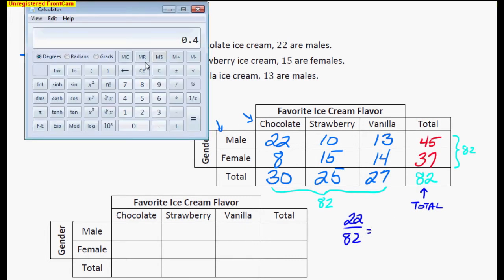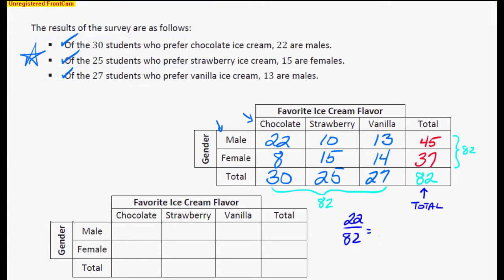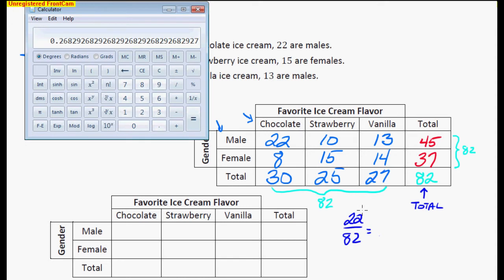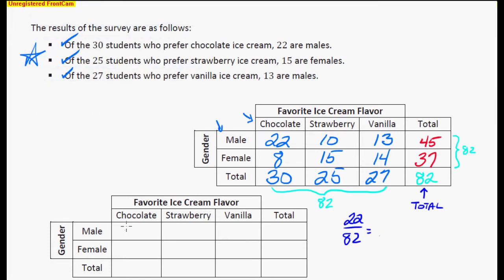I'm going to do the same thing as I did in the previous part of number 1. I'm going to take 22 divided by 82, and I get, ooh, that's an ugly number. So I'm going to round. I'm going to round these to the nearest tenth. When I change it to a percentage, I'm going to round that to the nearest tenth. So if I move my decimal 2 places over, that's 26.8. I'm going to put that right in here, 26.8%.